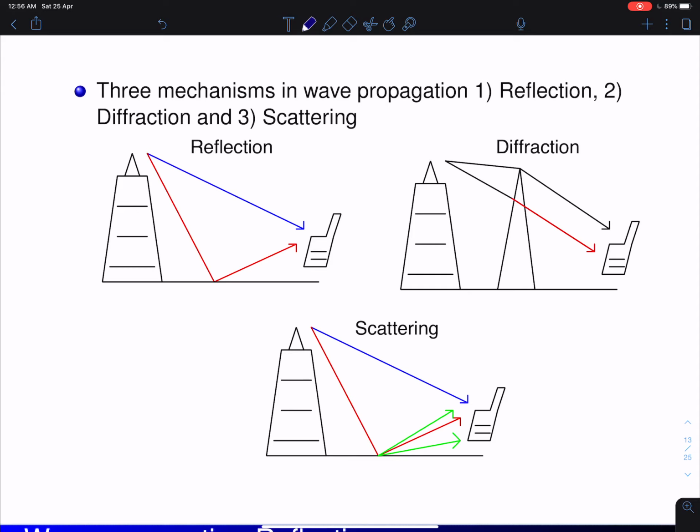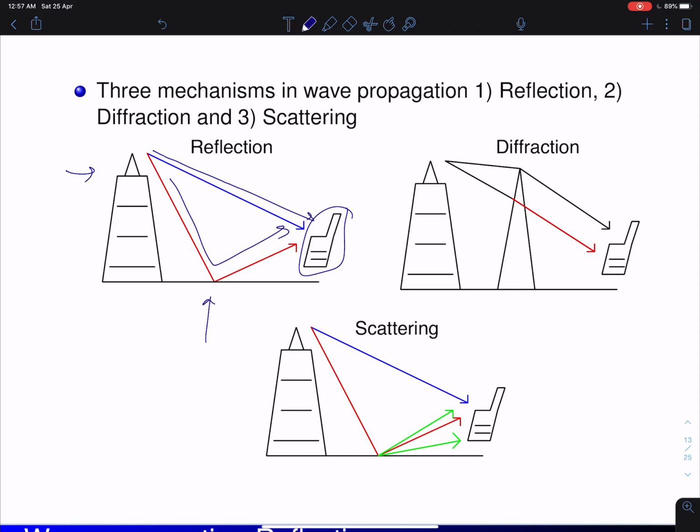Electromagnetic waves can be seen as light. So like light, they will undergo reflection, diffraction and scattering. Shown here is an example of reflection, where you have a mobile station here and a base station here. There is a direct line of sight path from the base station to the mobile phone. But there is also a reflected path.